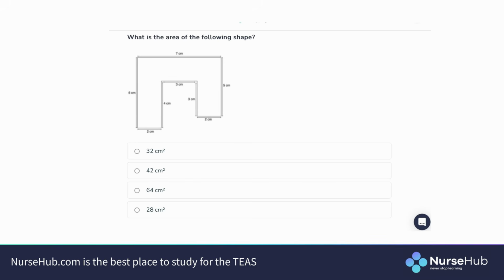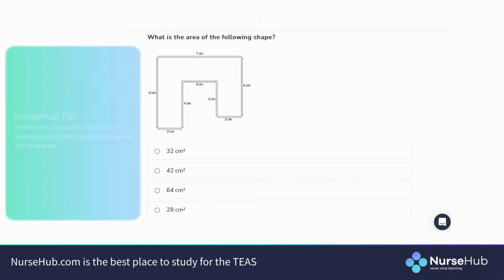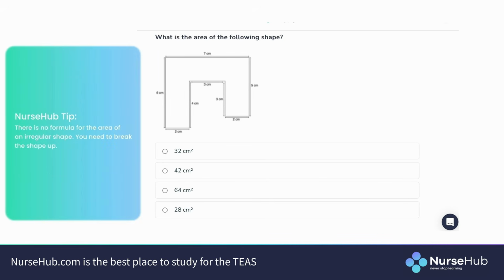All right, y'all, we are officially in the 30s. This is question 30. What is the area of the following shape? When you have an irregular shape like this, there's no formula to find the area other than to break the irregular shape down into smaller pieces of shapes that you do know how to find the area for. So in this case, squares, rectangles, whichever works.